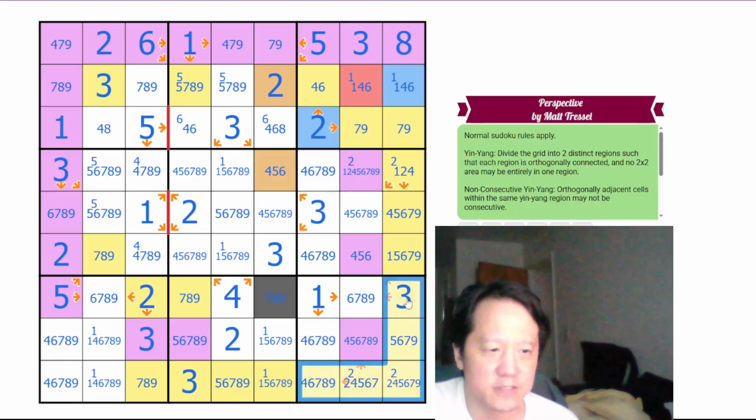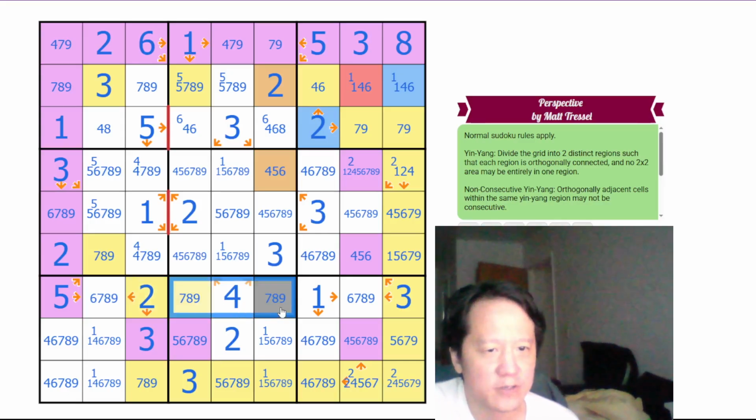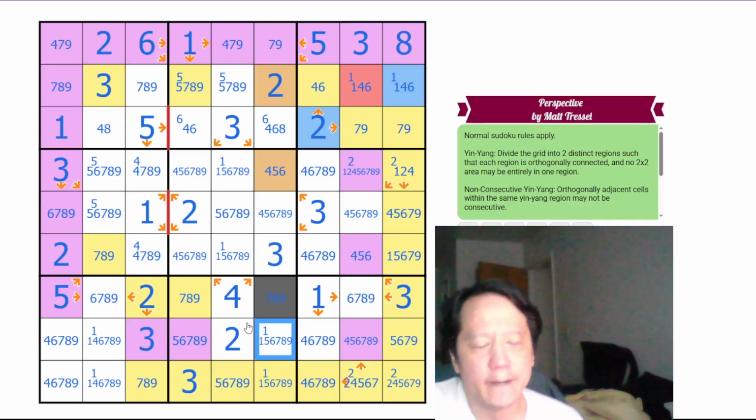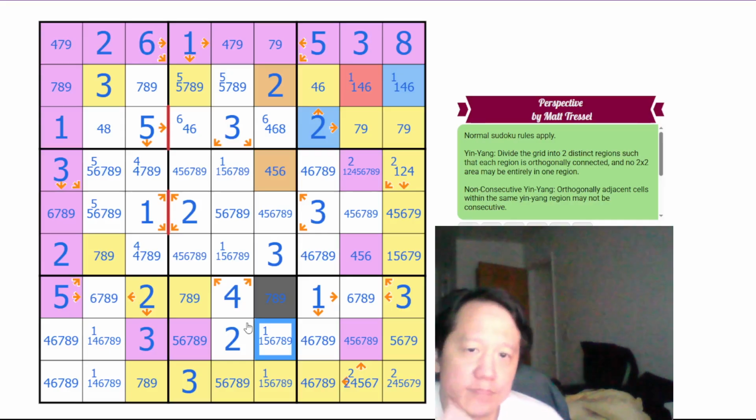I don't feel like this is hard. I feel like this is very hard to me. This doesn't feel like a very simple puzzle here. Anyways. What else do we have?